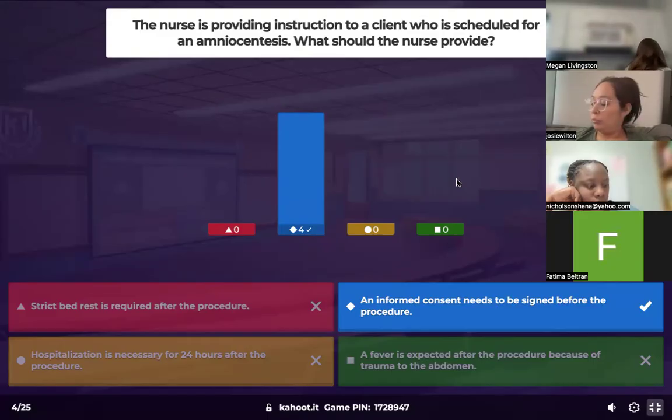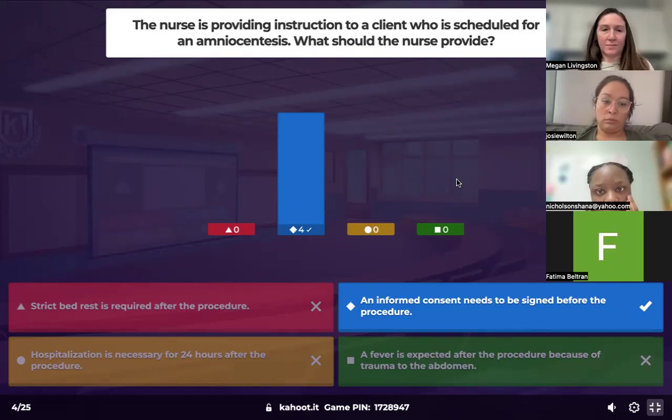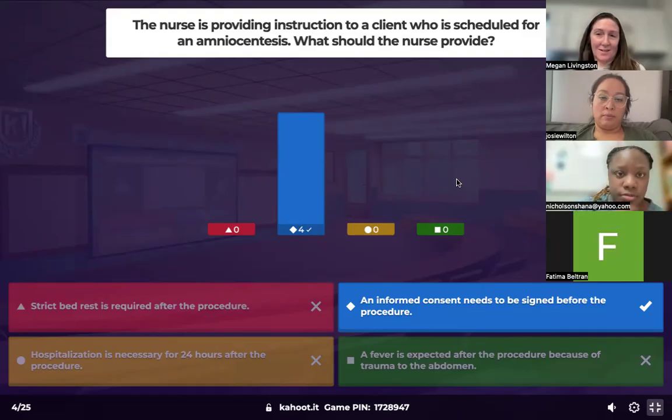What are some other things that we take into consideration whenever we're preparing a mom for an amniocentesis? Like, what kind of education would you want to give her? What are some warning signs, things that can happen? What do you guys think? Like cramping, bleeding, pain. Yep, definitely. Could it rupture the sac? Yes, uterine rupture can happen. Can it cause spontaneous abortion too?